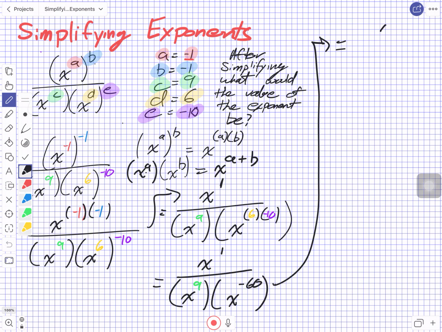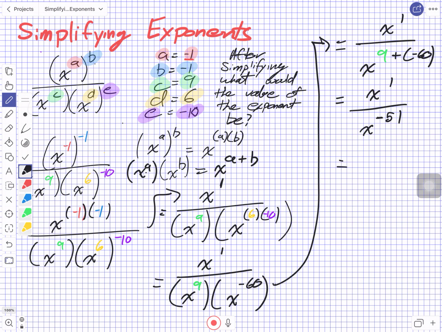So I'm going to leave the numerator, x to the power of 1, the same. But in the denominator we have just base x, and now we have 9 plus the answer we got before, plus negative 60. So we have our integers here. Essentially, we're going to end up with negative 51. So we're going to end up with x to the power of 1 over x to the power of negative 51.